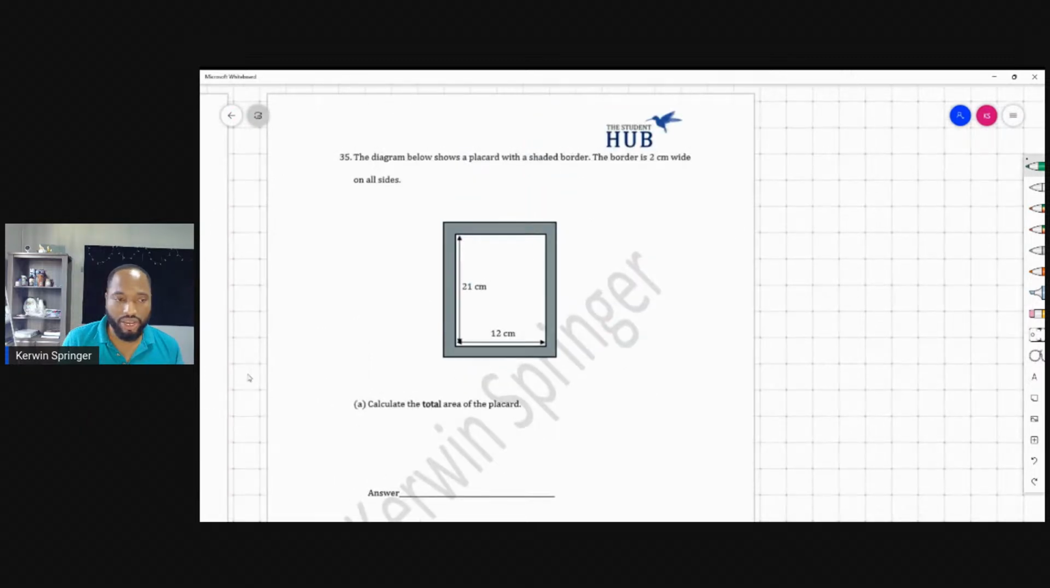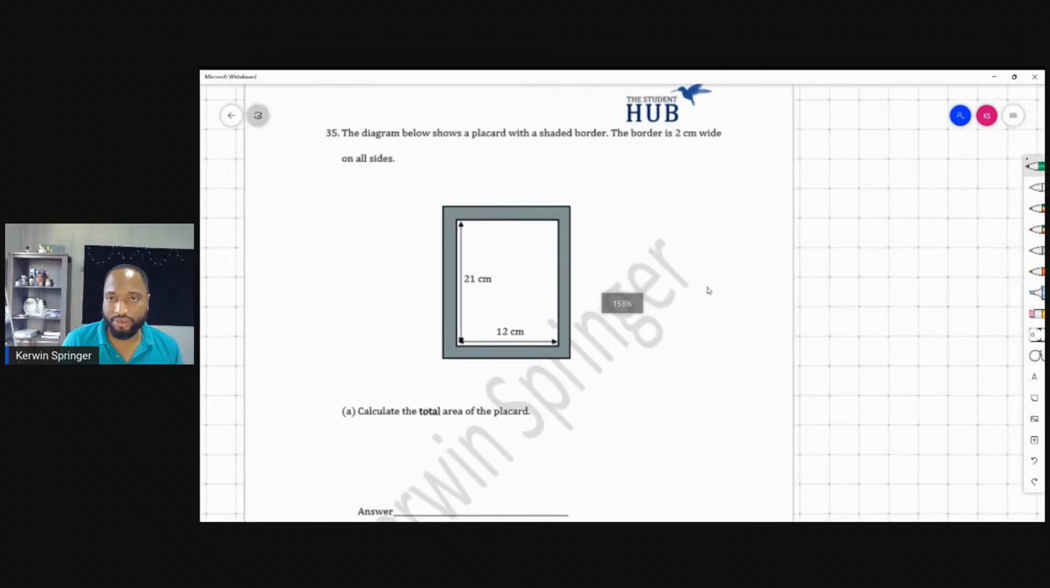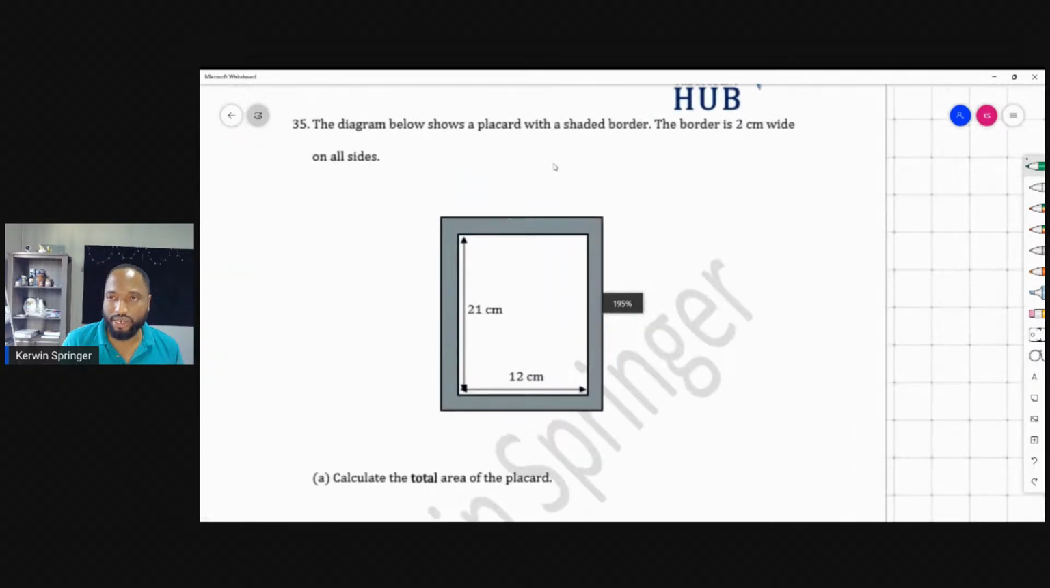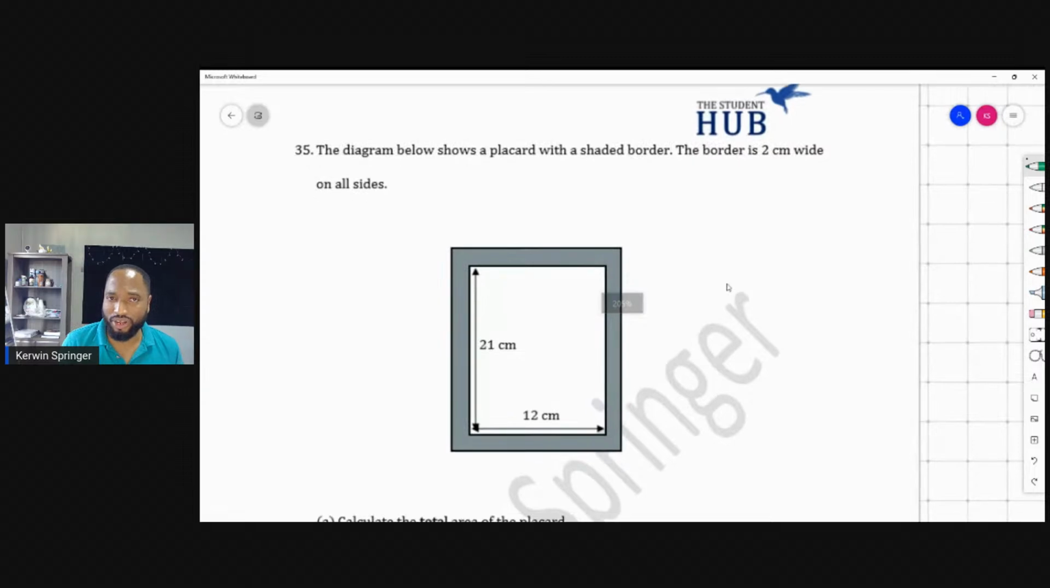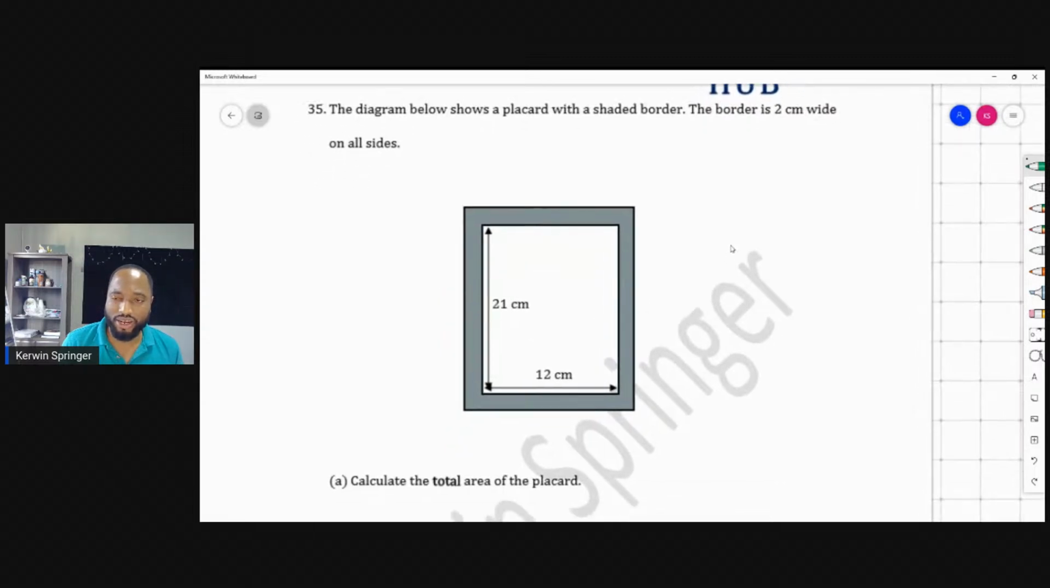Calculate the total area of the placard. The diagram below shows a placard with a shaded border. The border is 2 centimeters wide on all sides.